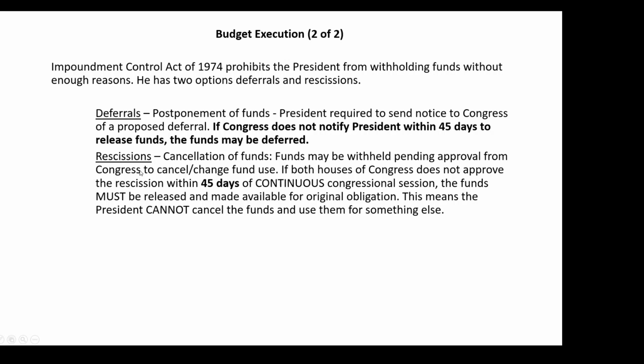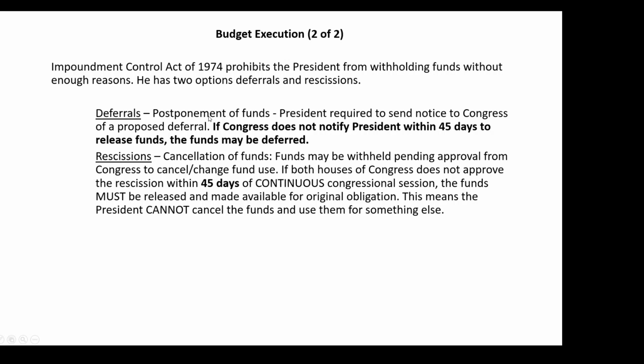Rescission, we're requesting a cancellation of those funds, meaning Congress appropriates money for a particular purpose, we no longer need it, and so the president can request a rescission or cancellation. So funds may be withheld pending approval. That 45 days again, but it says if both House and Senate do not approve within the 45 days of continuous congressional session, the funds must be released and made available for original obligation. This means you cannot cancel the funds and use them for something else.